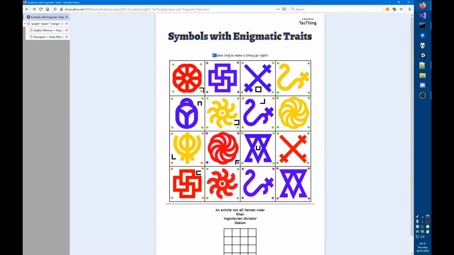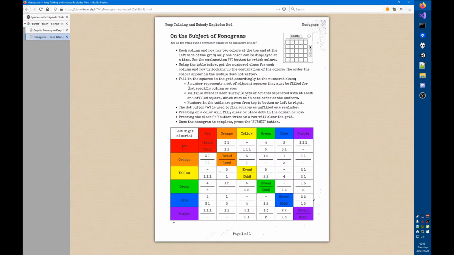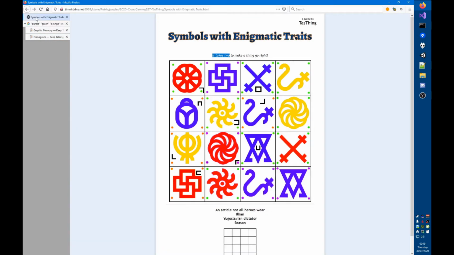Well, it takes two. Well, Nonogram always has two colors in each square, because there's the toggle button that allows you to switch between them. But why make a thing go right? Is it talking about going in the direction of right, opposite of left? Or is it go right as in not go wrong?